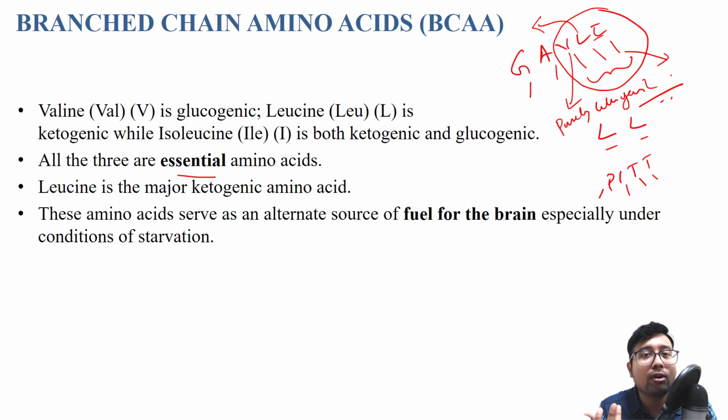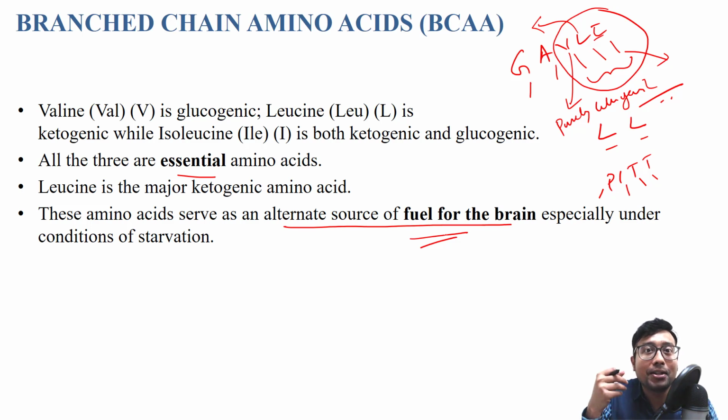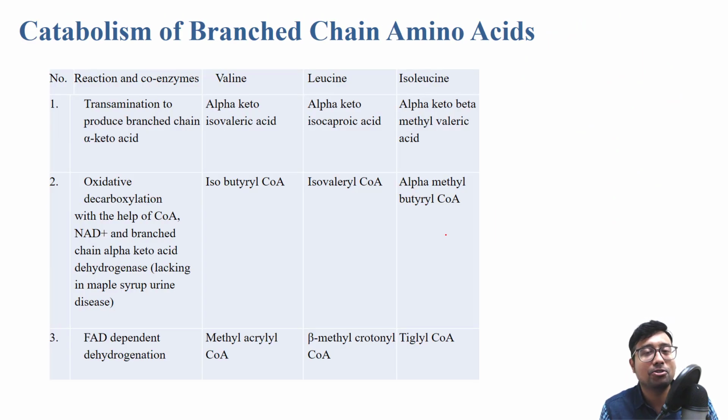Now, what is the importance of these branched chain amino acids? Why do we study them as a group? Most importantly, because these amino acids serve as an alternate fuel source for the brain, especially under starvation. You know, the main source of food for the brain is glucose, glucose, glucose. But in extreme conditions, when glucose is depleted, since they are both glucogenic and ketogenic, they can serve as a fuel source to produce glucose and ketone bodies that can serve as a fuel for the brain, because ketone bodies also play a role in supplying energy to the brain.